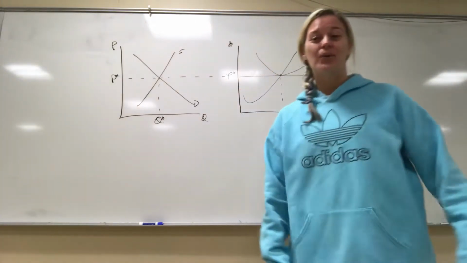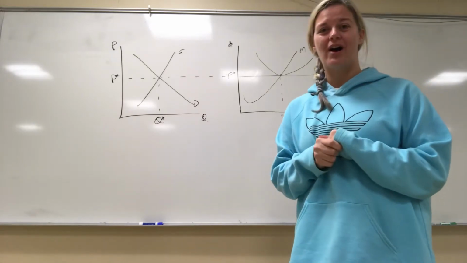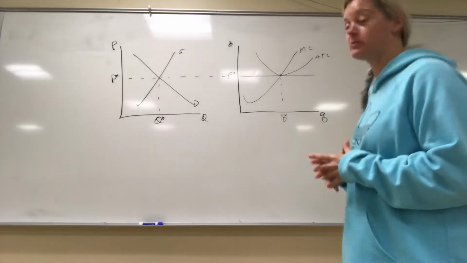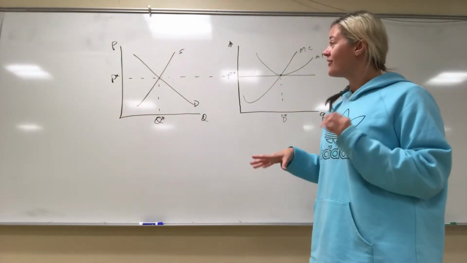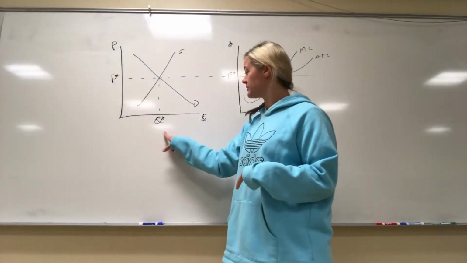Guys, I just want to do a couple of graphs on the board to show you entry and exit into the market. Here we're starting at a long run equilibrium. Our market graph is the same as what we've always seen. The intersection of supply and demand gives us our equilibrium price and equilibrium quantity.